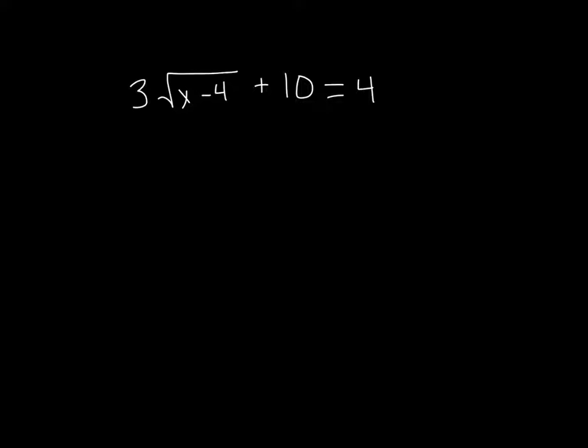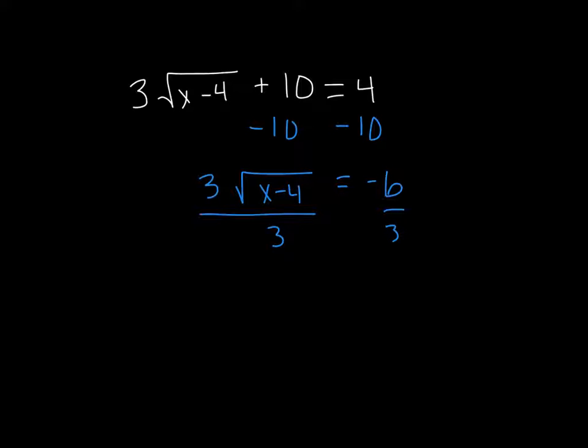Okay, before we can get rid of the radical, we have to get the radical by itself. So let's start with this plus 10 over here and subtract 10. So 3 square root of x minus 4 equals negative 6. Divide by 3. Square root of x minus 4 equals negative 2. Remember, a radical cannot equal a negative, so it is no solution.